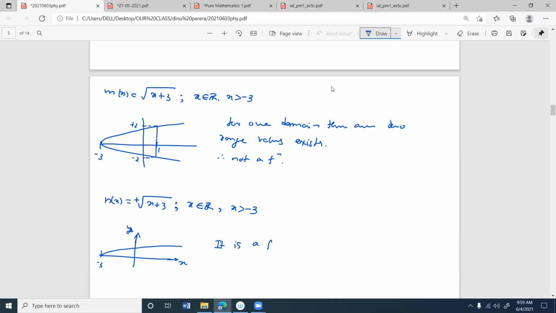Those are the basic concepts we have to understand about a function. We should know these properties when discussing a function, and we should know how to find whether it's a function or not. That is the main concept we have to learn as the basic properties of a function.